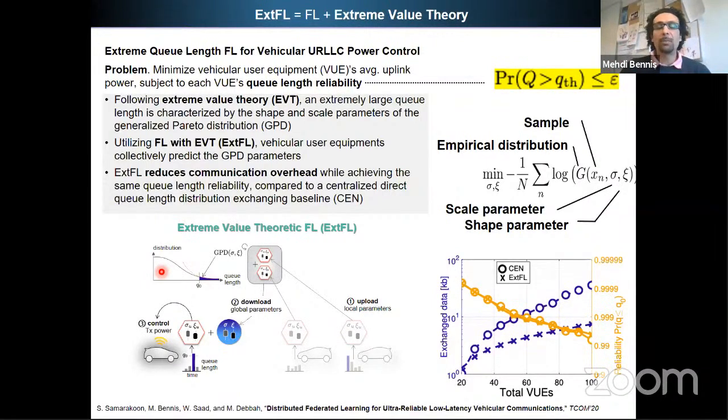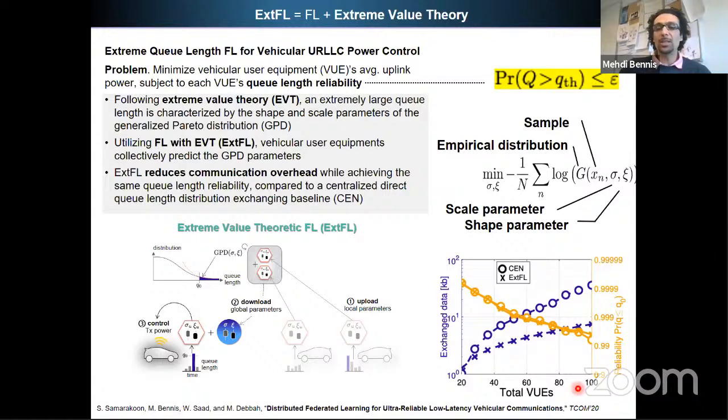So we used some techniques from mathematical finance, and in this case it was extreme value theory. I'm not going to bore you here with the mathematics, but I just want to point you to the result here, basically comparing the centralized case, which is here in circle, with the extreme FL, so extreme value theory based federated learning, comparing both the communication payload, here in blue, and this is the probability of reliability, and this is the total number of vehicles.